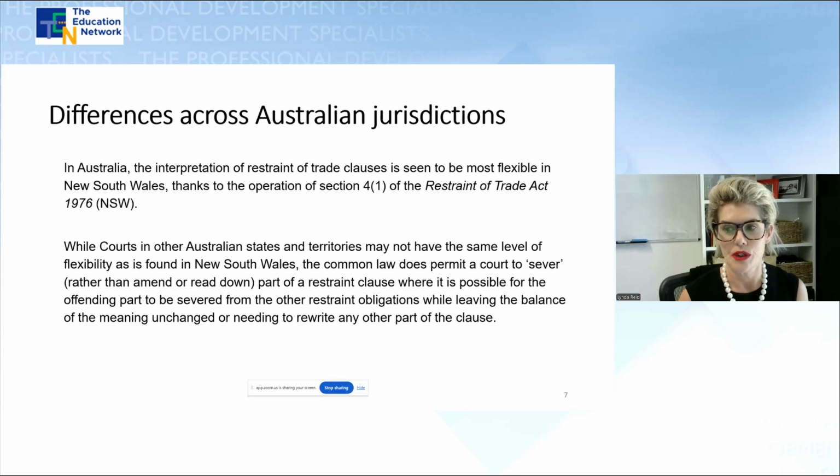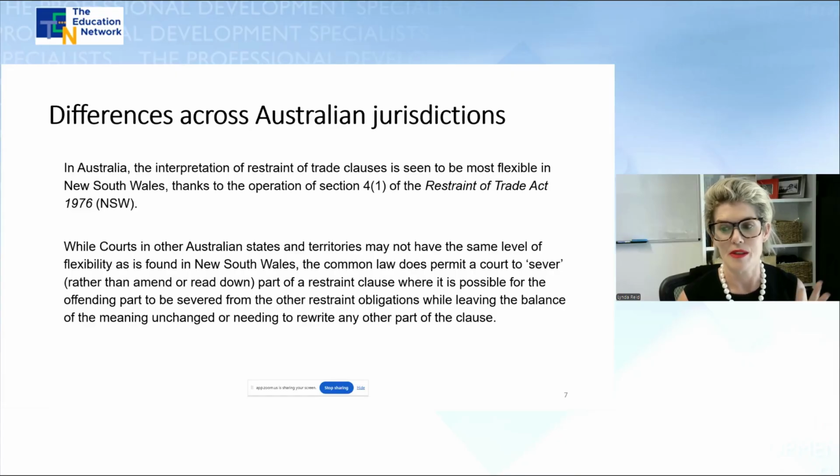In those sorts of scenarios, if the court has concluded that the restraint clause is for a legitimate purpose, but it's currently inconsistent with public policy, just the way that it's been drafted, then the court can read down that clause so that it is consistent with public policy. So it can make changes to the drafting, it can adjust certain things within a restraint clause to make it fit. Other Australian states and territories don't have that same level of flexibility.